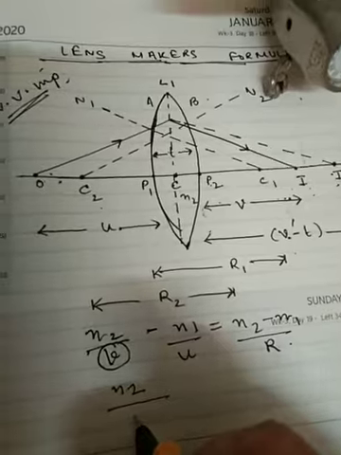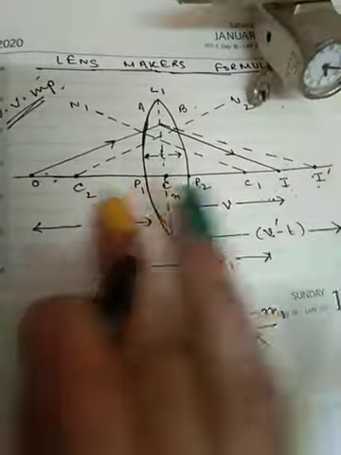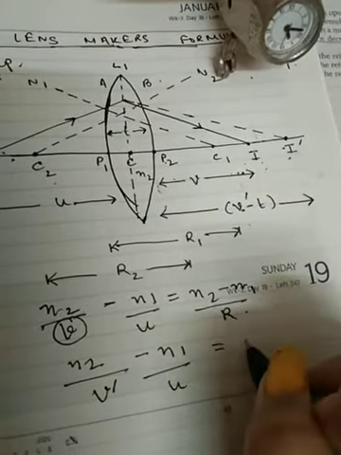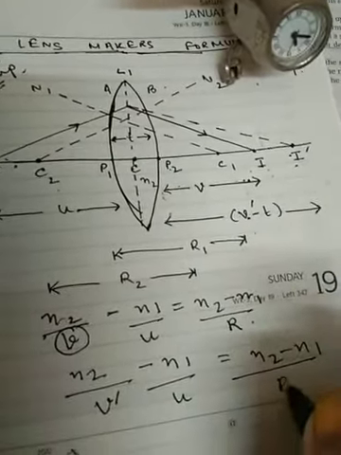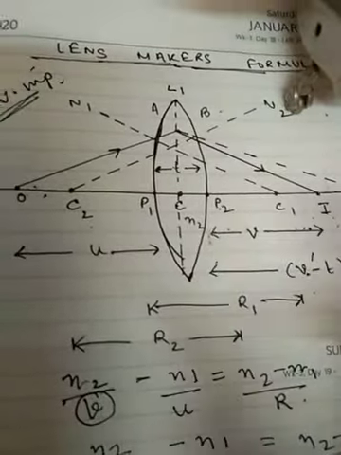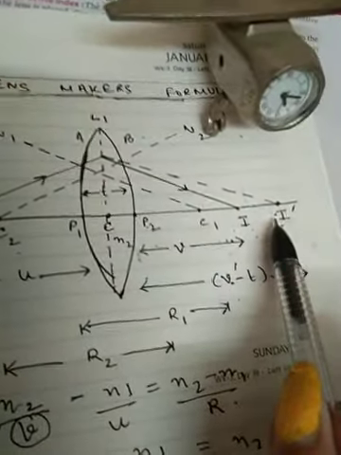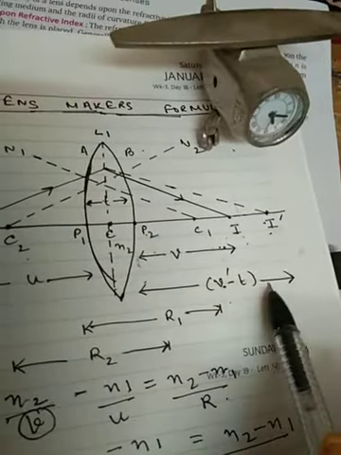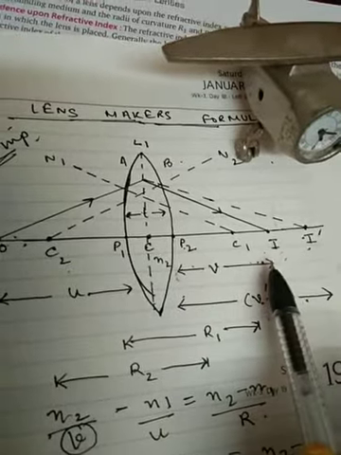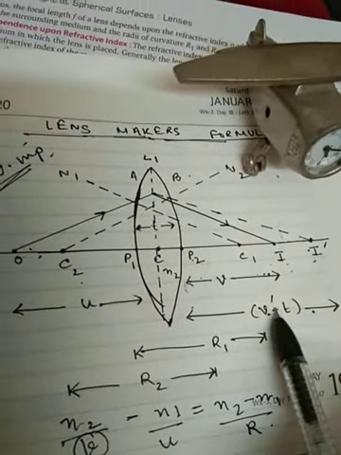So N2 by V dash, since it is the total image distance, minus N1 by U is equal to N2 minus N1 by R. Now students, coming to this part of the page, as we can see, this was the image distance formed by the first refraction surface. Considering the refraction occurring through the second refraction surface, what will be my distance? It will be V minus T, and it will be from the denser medium to the rarer medium. My object distance will be V dash, the image distance will be V minus T.